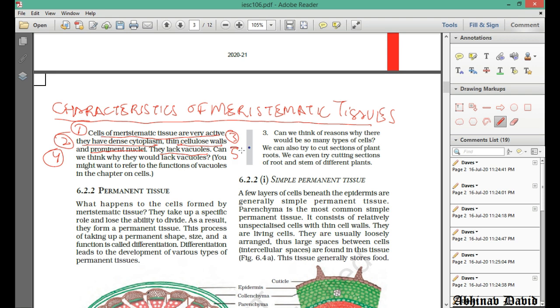We have already learned that plant cells have big vacuoles, but the cells of the meristematic tissues do not have vacuoles. Why? Because they don't need to store anything, because they are continuously dividing. So these are the 5 characteristics of meristematic tissues, which you are going to write in your copies as notes. In the next class we are going to discuss the permanent tissues.